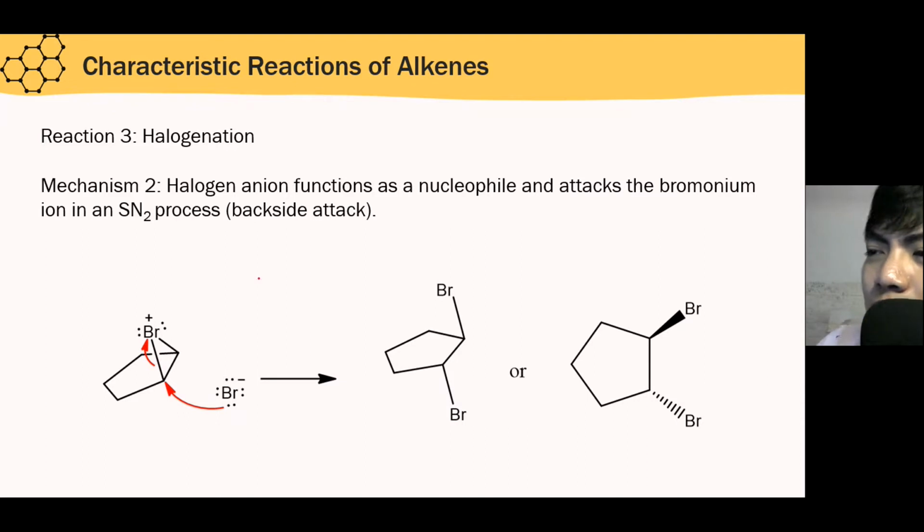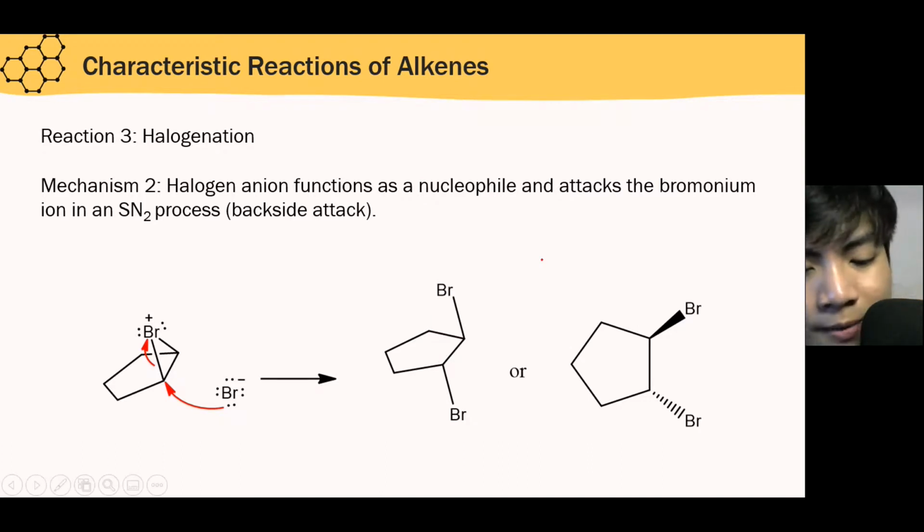Sir, pwede po ba nasa baba itong triangle? Pwede naman. Pwede nasa baba yung triangle. And then, yung Br, atake nga lang sa taas. Okay? So, ibig sabihin ito, pwede dito yan. Pwede ito yung nasa taas. Okay? Basta ang idea is that they should be on the opposite plane.